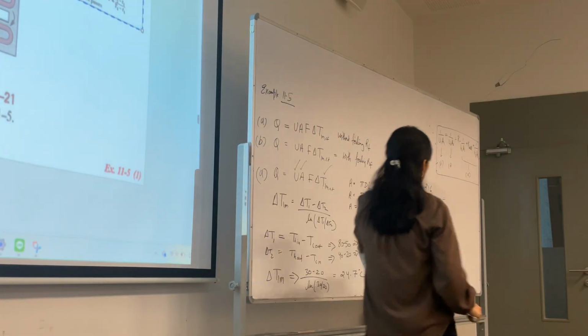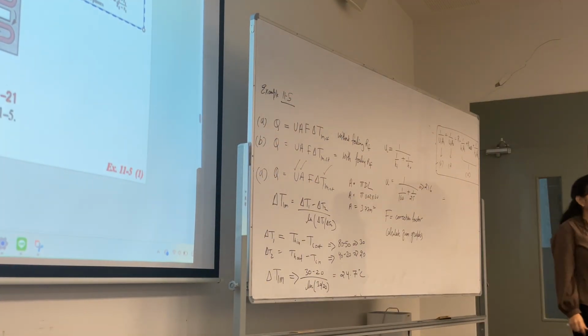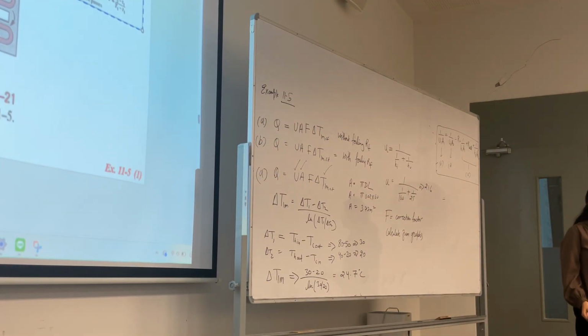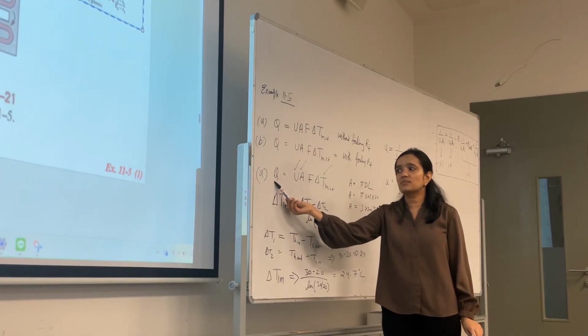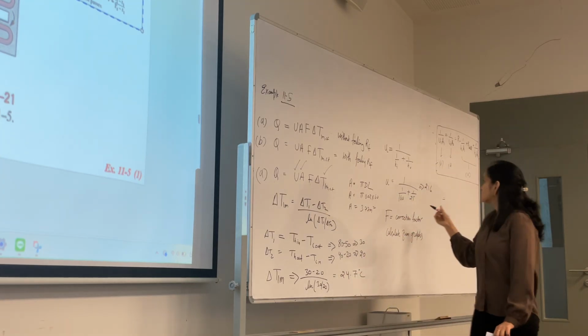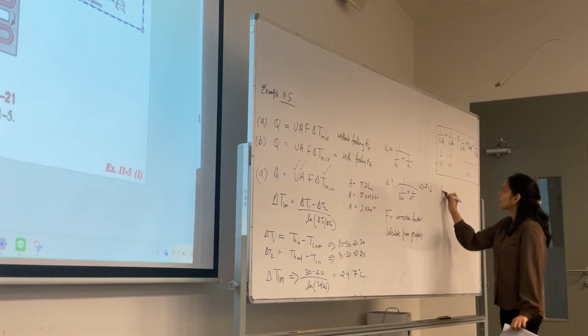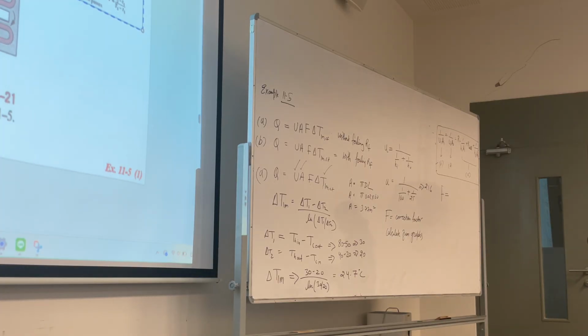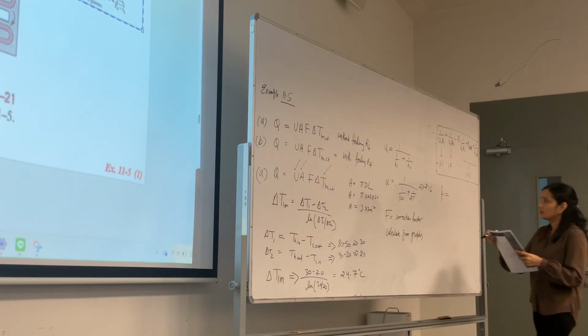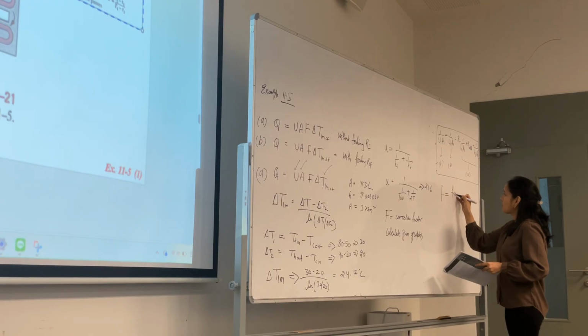Now I will calculate F because it's not a counter flow. It's a 2 shell and 4 tube. So I need F. The question is asking to calculate heat transfer, so I need F. So F I will calculate from the graph.